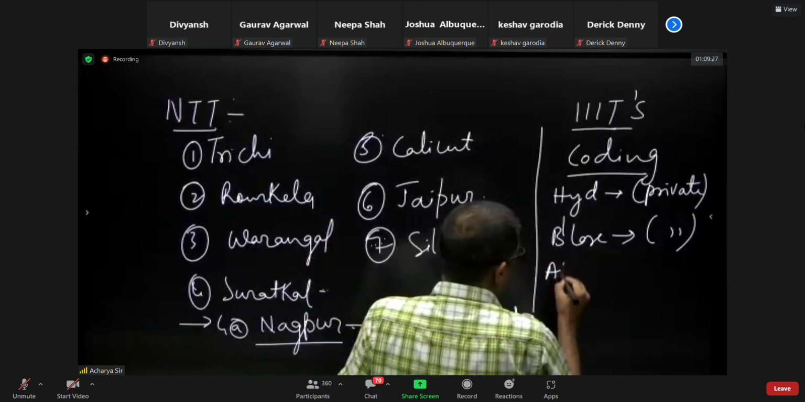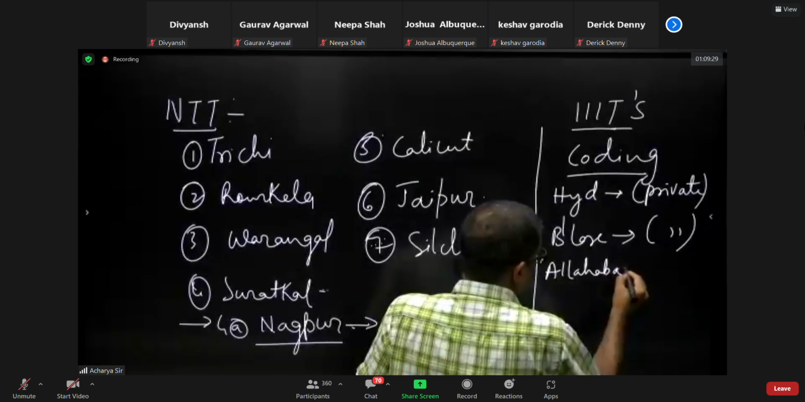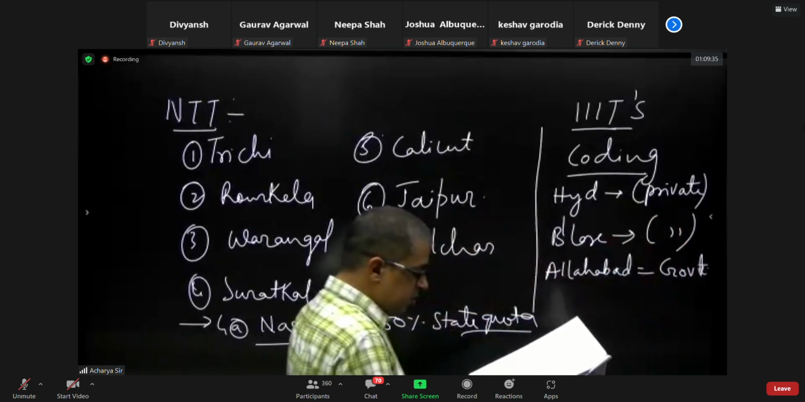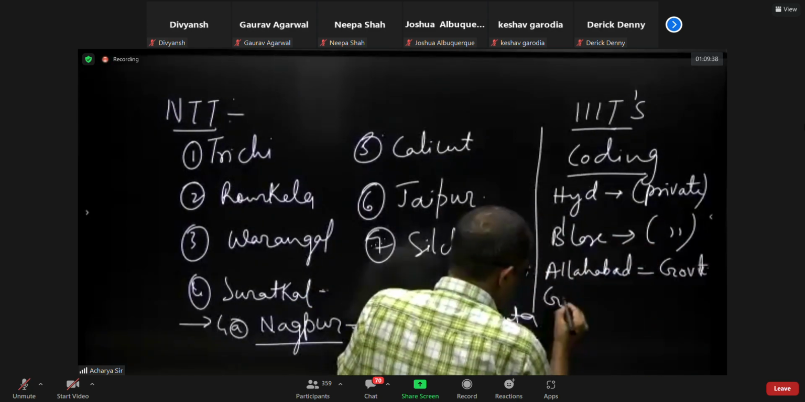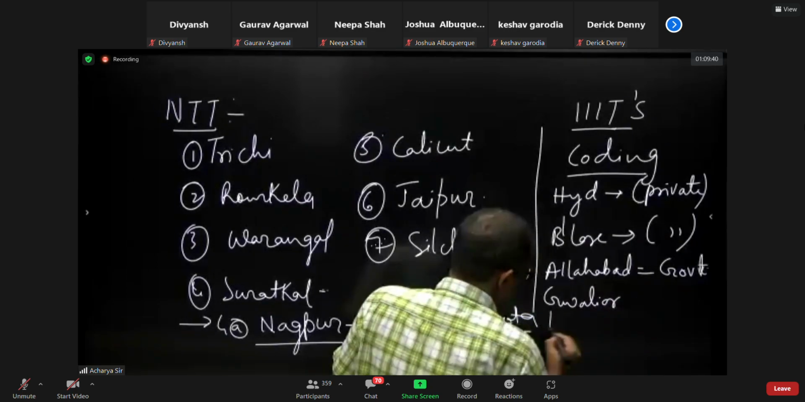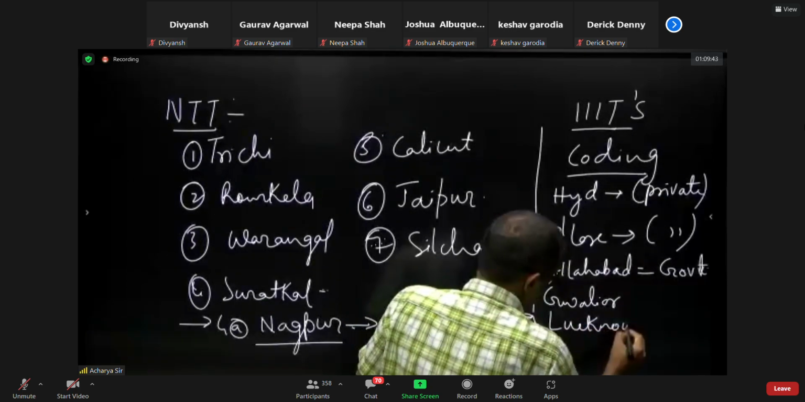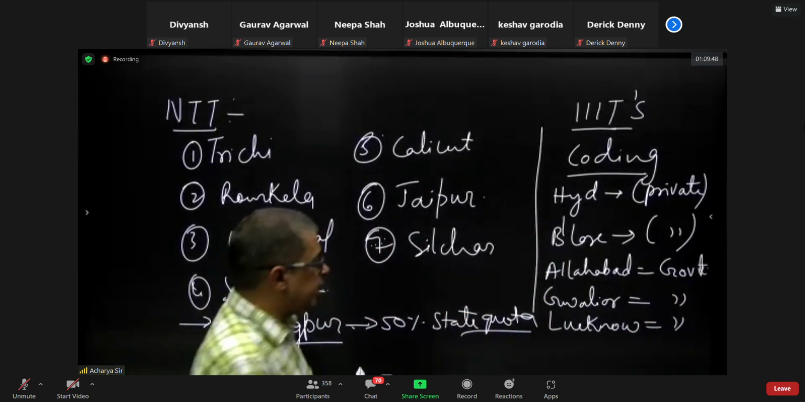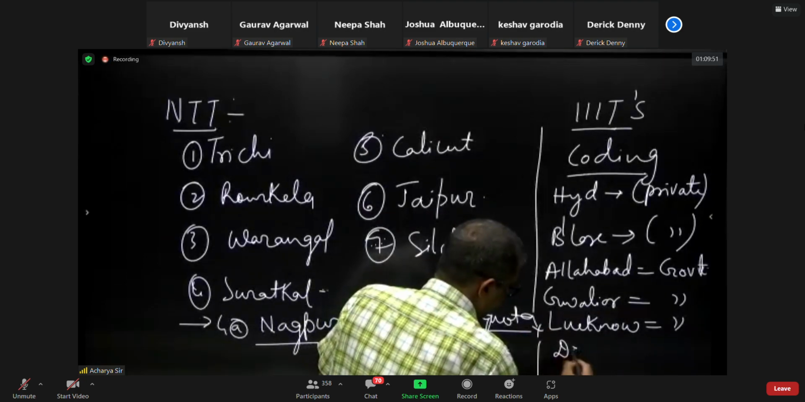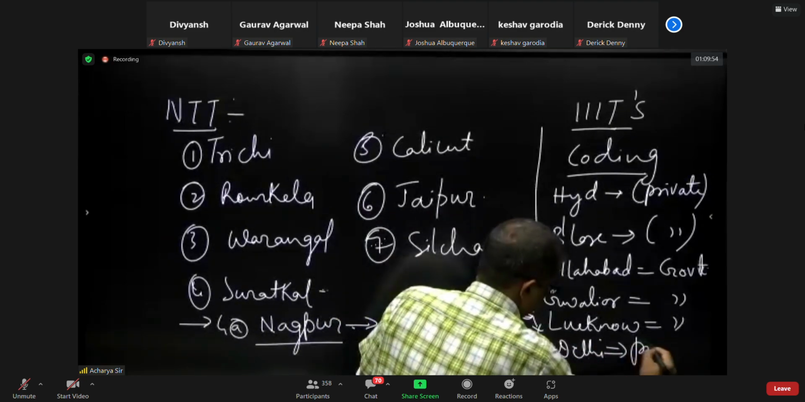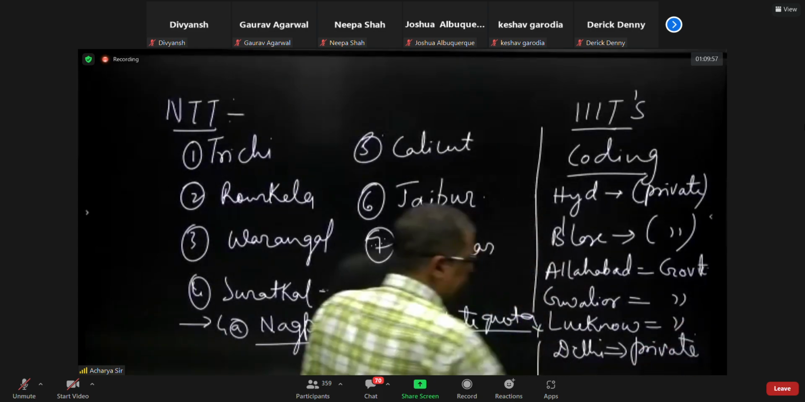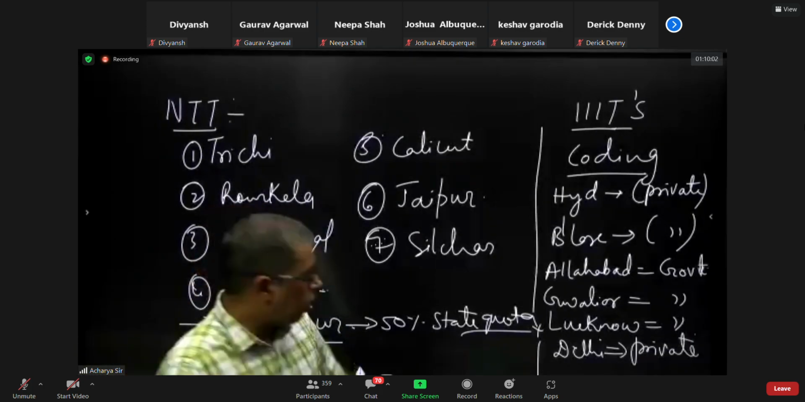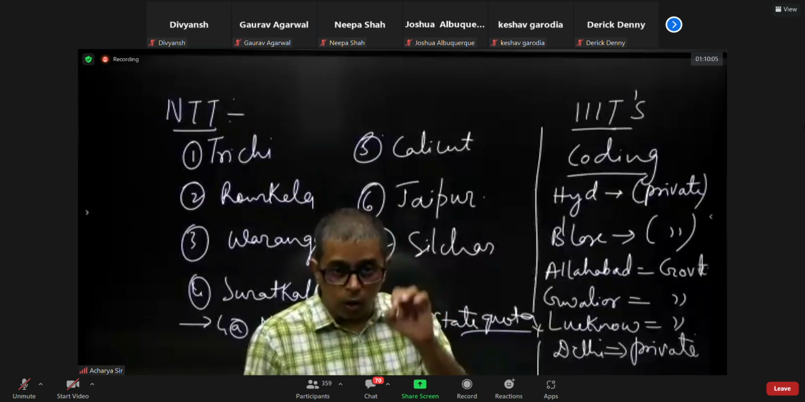But then Allahabad, this is a government funded organization. Fees is lesser. Gwalior, Lucknow, government funded organizations. Then Delhi. Delhi is again private. Fees will be higher. After Delhi, Jabalpur, Guwahati and Pune.